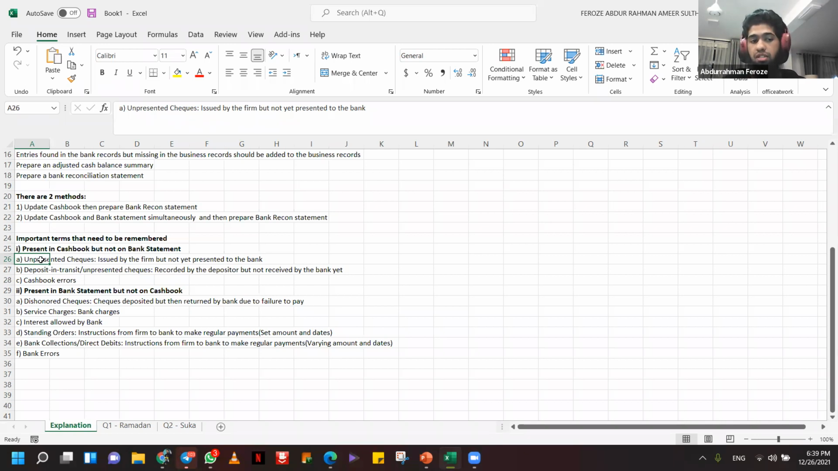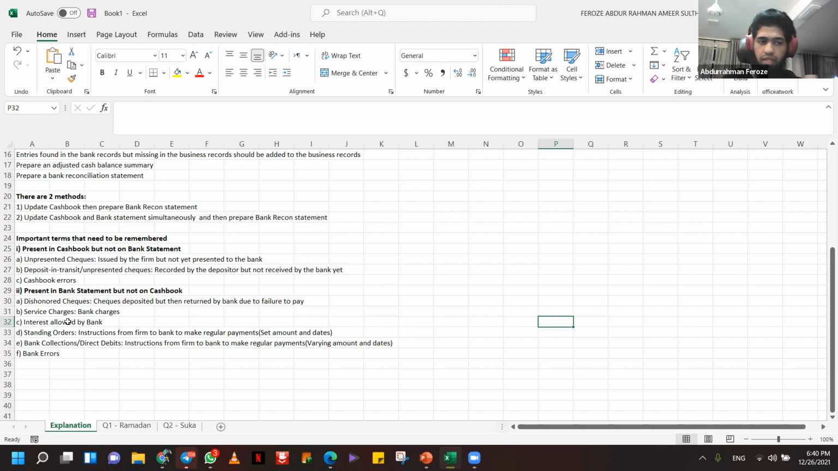Secondly is deposit in transit. Once again, this is the opposite. This is money that is received by the company, like company A receiving money from company B, either by method of a check or even by normal cash, right? So they have entered the cash into their cash book, but the bank has not entered it yet, because maybe the money has not yet arrived in the bank account itself. So this is another thing that is there in the cash book but not on the bank statement.